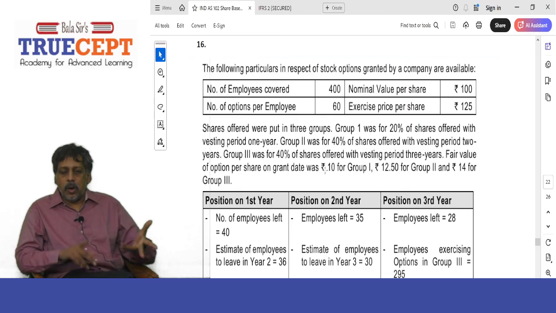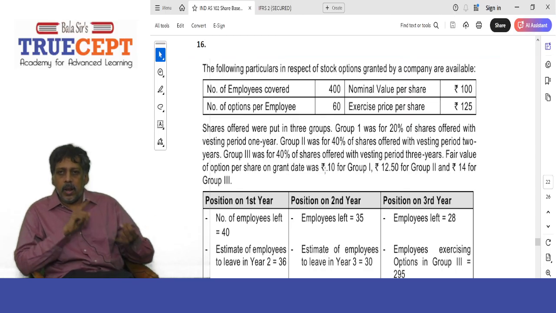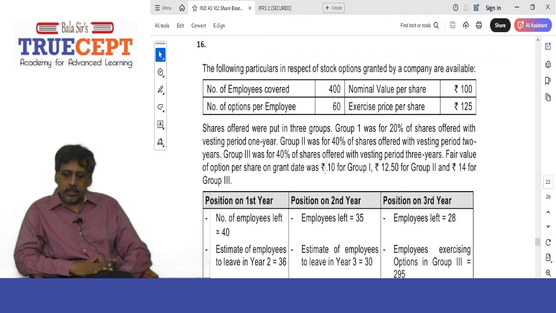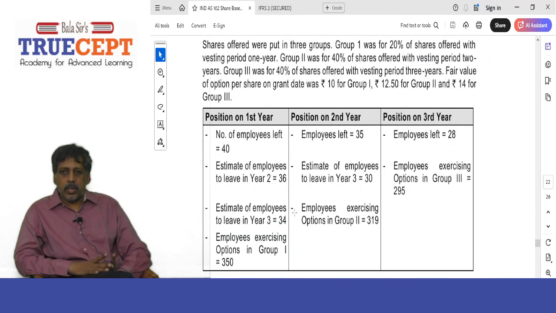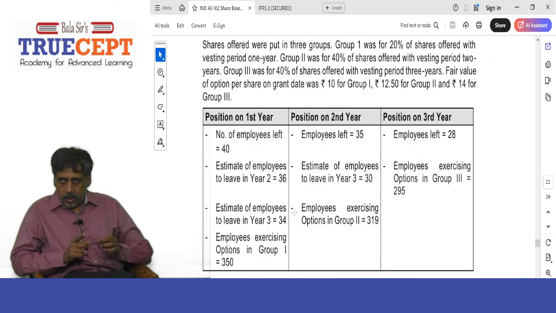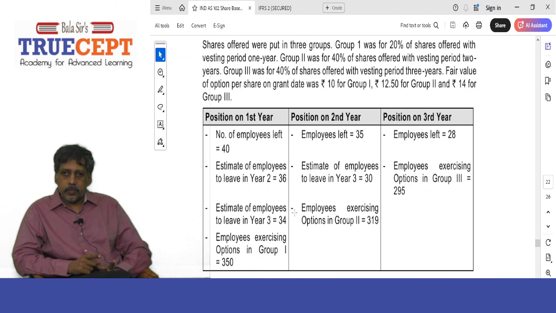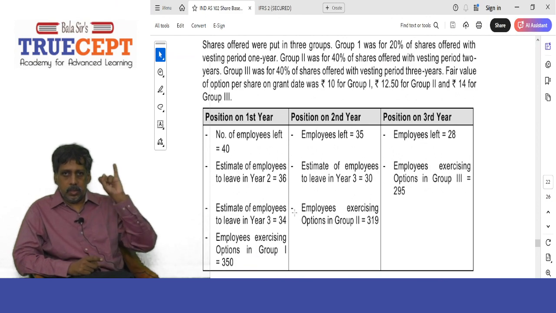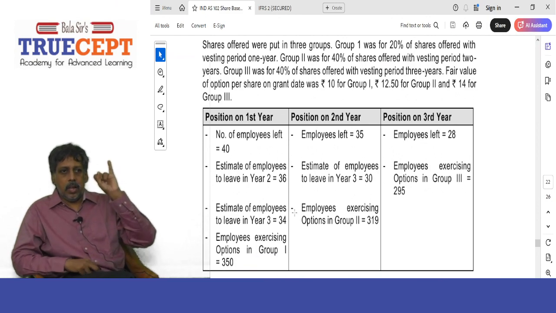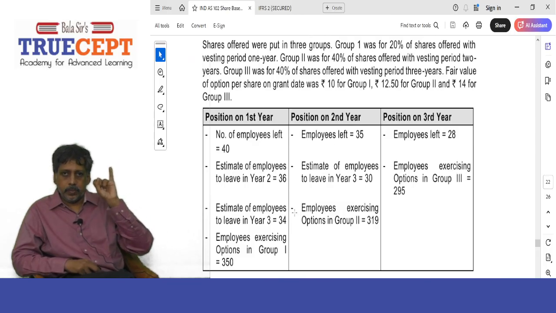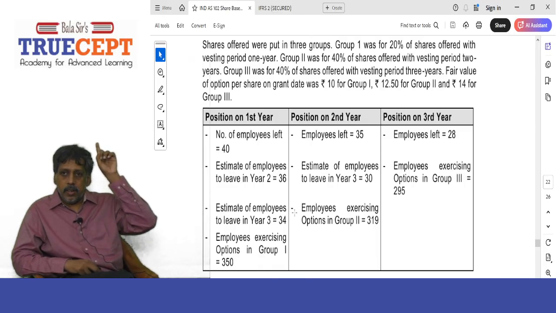Okay. So rupees 10, 12.5 and 14 rupees. Next. So they are given tabular data. Now they are given a table. Read what the columns are. The first column heading says position on first year, year end. Then the second column, position on second year, and position on third year. Now you read only for the first year.